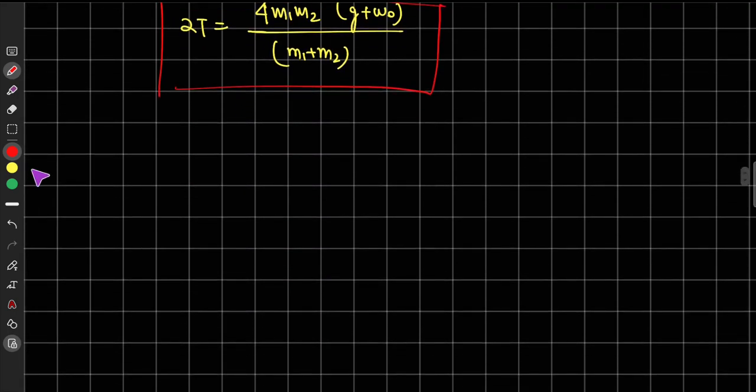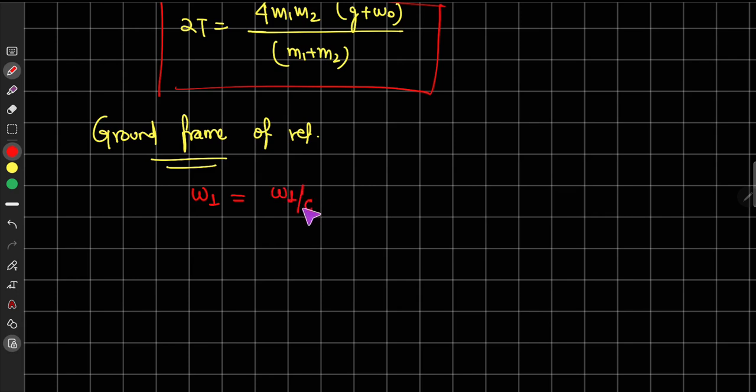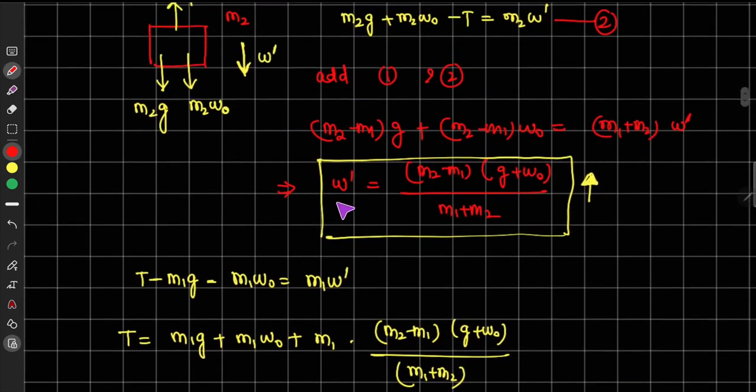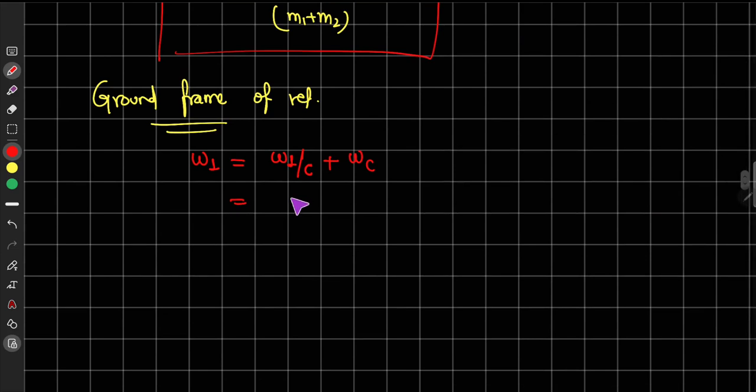Now let us talk about the ground frame of reference. And what is the acceleration of body 1? That we can write as acceleration of body 1 with respect to the car or the elevator plus acceleration of the car. Acceleration of body 1 with respect to car, that we have found out, that is w'. So we can write w' plus, and acceleration of the car is given as w0, so that is w1.